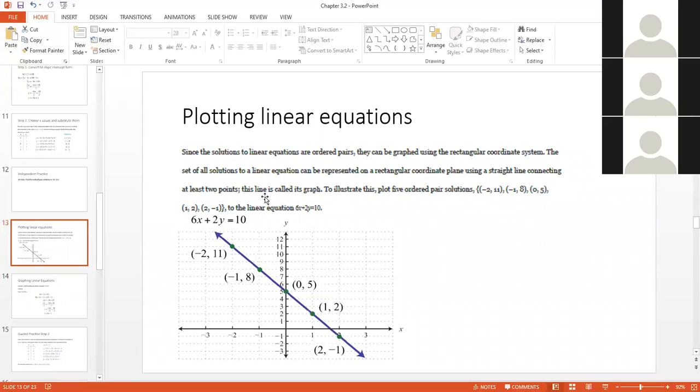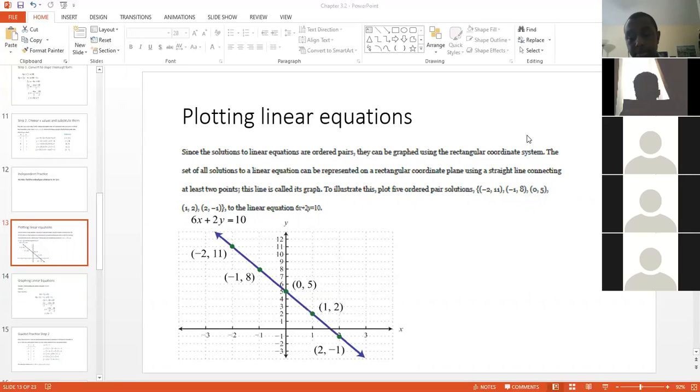Did this make sense for everybody? The linear equations, collinear points. Thumbs up if I should move on. Okay.